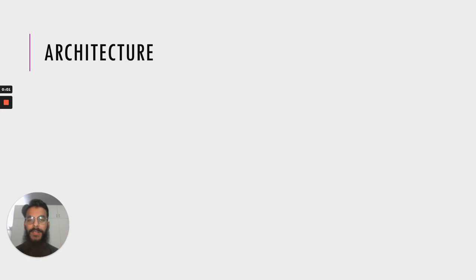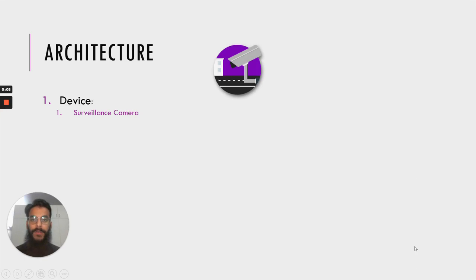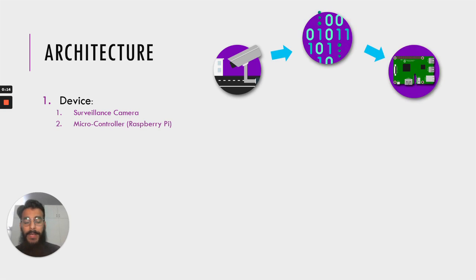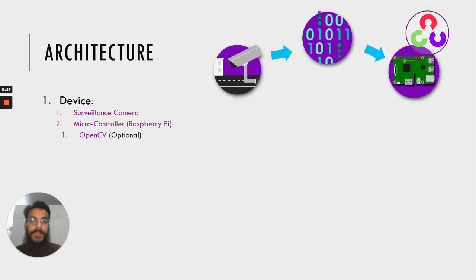So let's start with the architecture of this project. The first device is the surveillance camera installed on the traffic signal, which takes the picture and sends it to a microcontroller, maybe a Raspberry Pi or any other microcontroller. If we want to process our images on the edge, maybe we can use OpenCV on the microcontroller, but it is more suggested to do the machine learning or major processing on the server side.